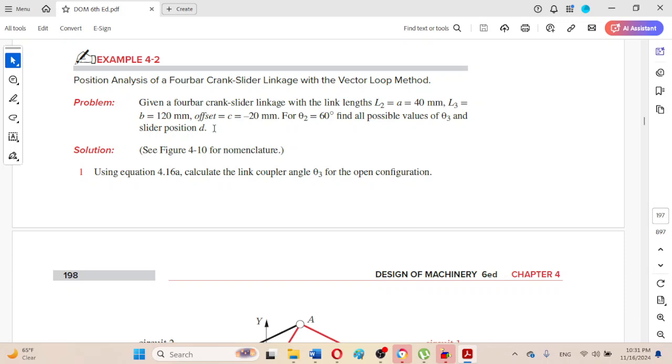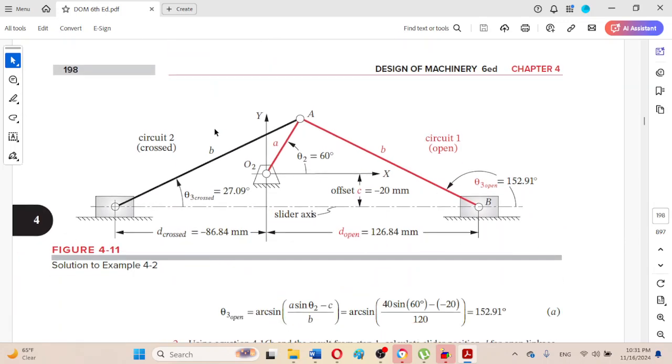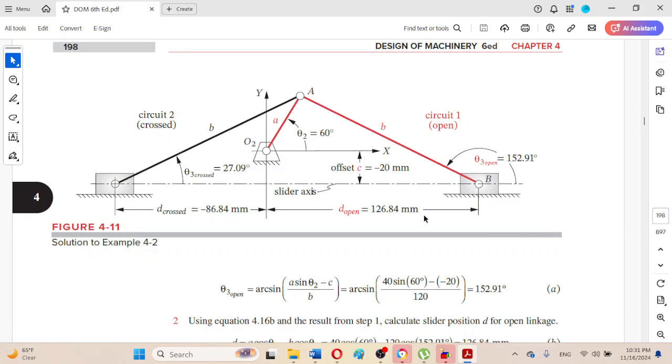So to save time, I am just copy pasting this example in Microsoft Word, and further I will be explaining the procedure to determine its instant centers both for this right circuit and this left circuit, circuit 1 and circuit 2, which are mentioned here, open and cross circuits.